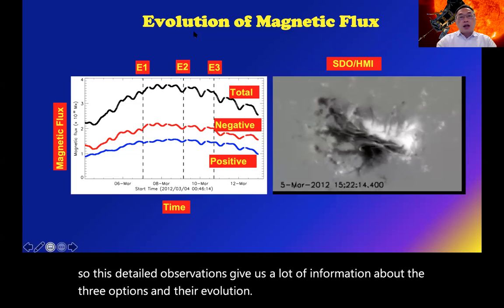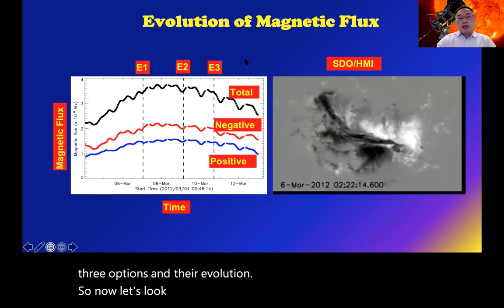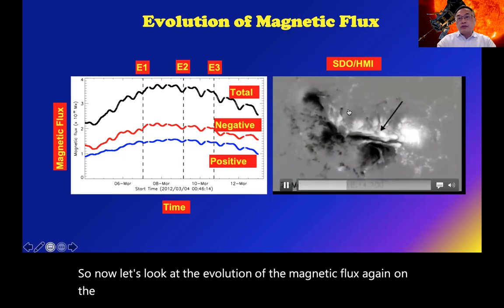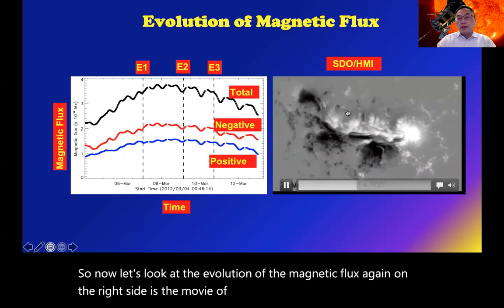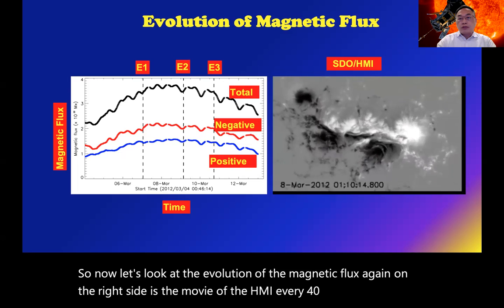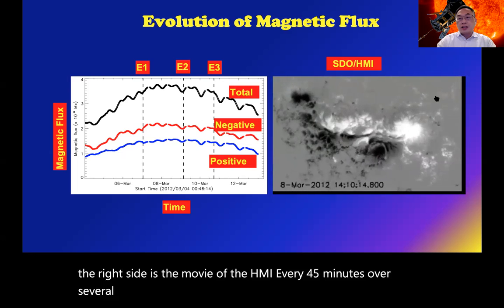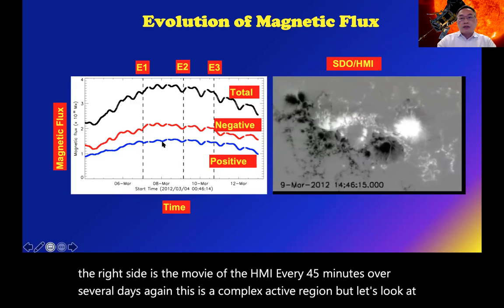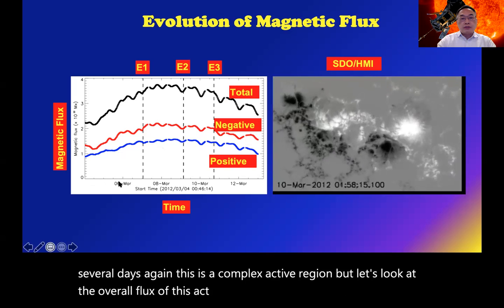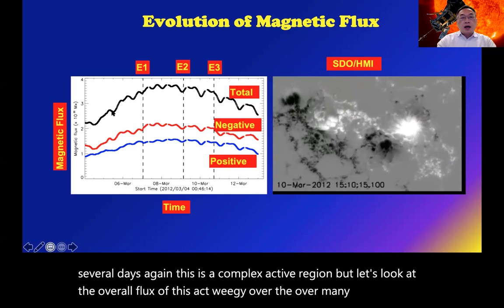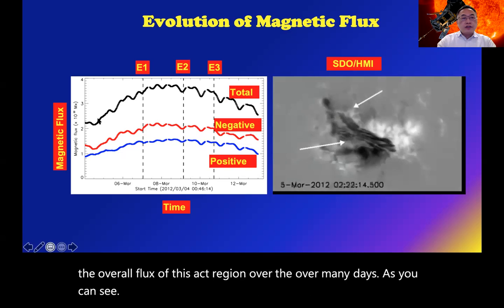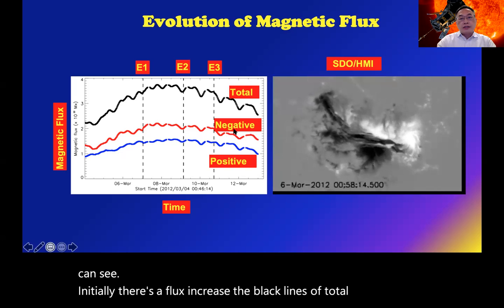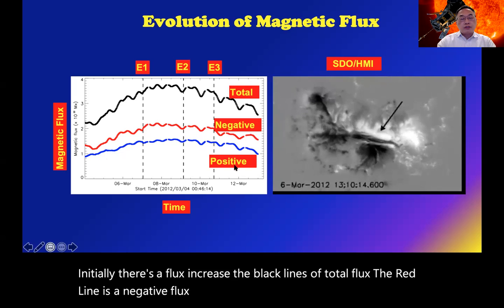So now let's look at the evolution of the magnetic flux. On the right side is the movie of the HMI every 45 minutes over several days. Again, this is the complex active region. But let's look at the overall flux of this active region over many days. As you can see, the black line is the total flux. The red line is the negative flux. The blue line is the positive flux.